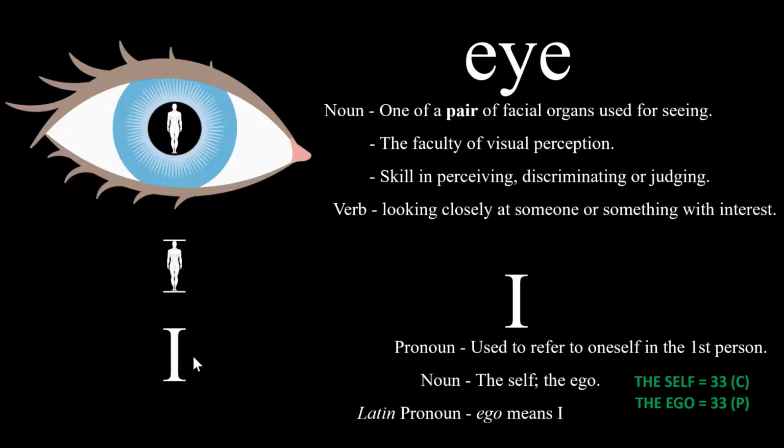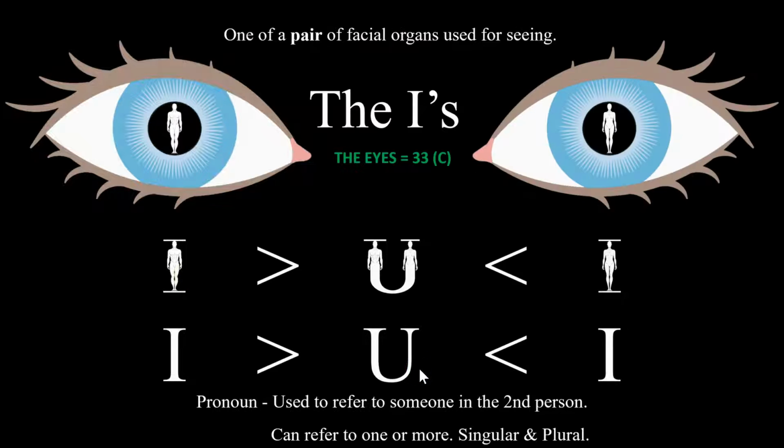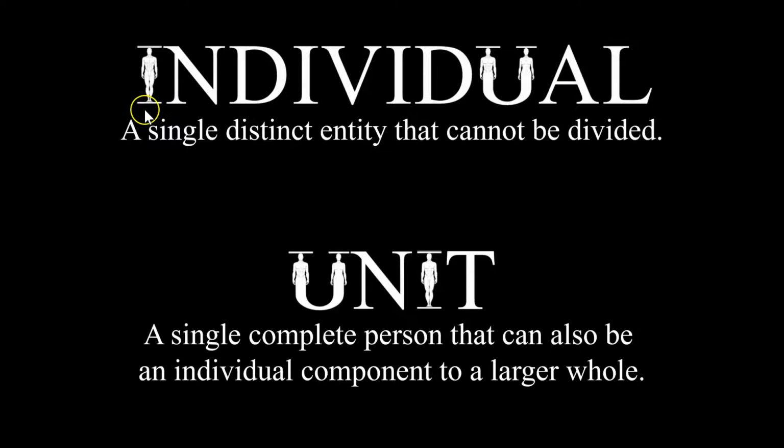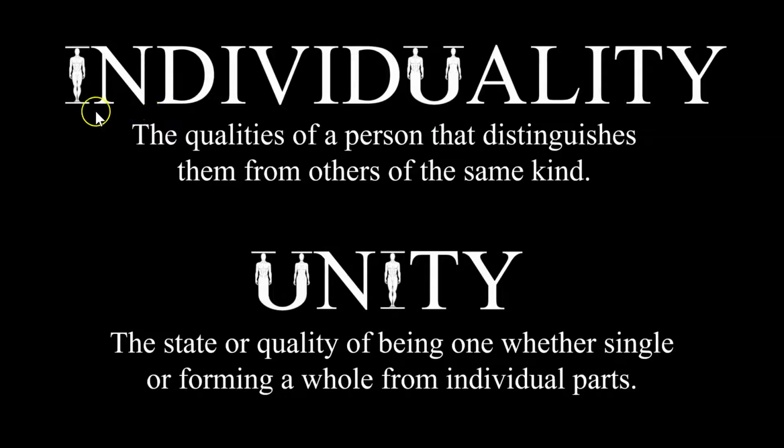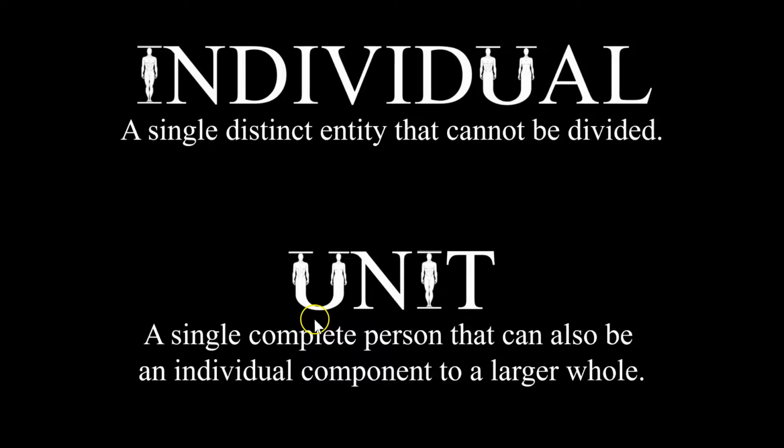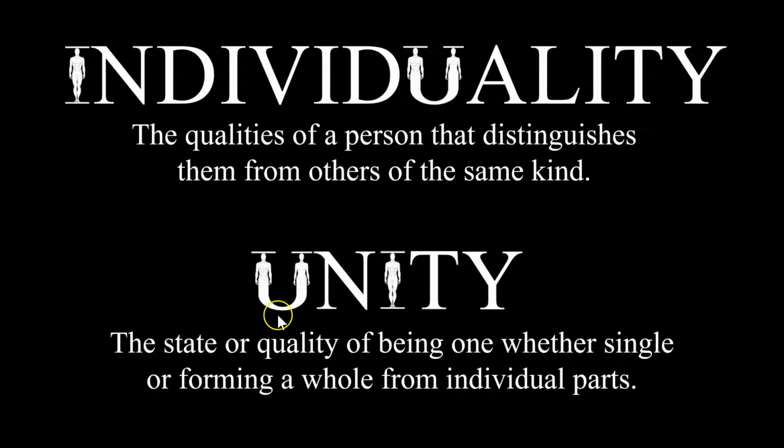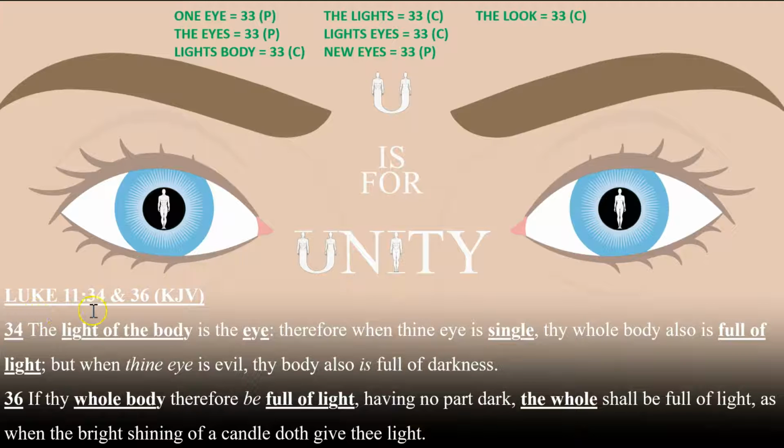If I can be used to refer to oneself in the first person, then you can be used to refer to someone in the second person. If I is for individual and the qualities of individuality, then U is for unit and the qualities of unity. Luke chapter 11 verses 34 and 36. The light of the body is the eye. Therefore when thine eye is single, thy whole body also is full of light.